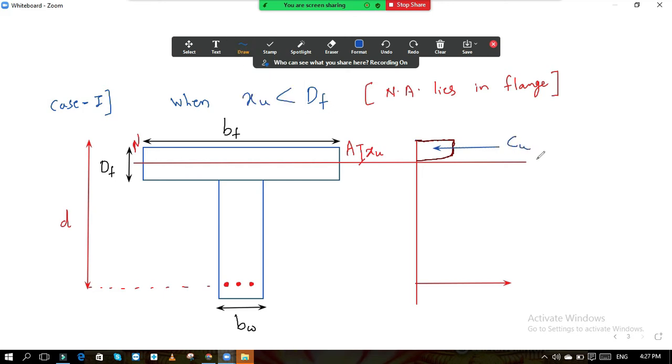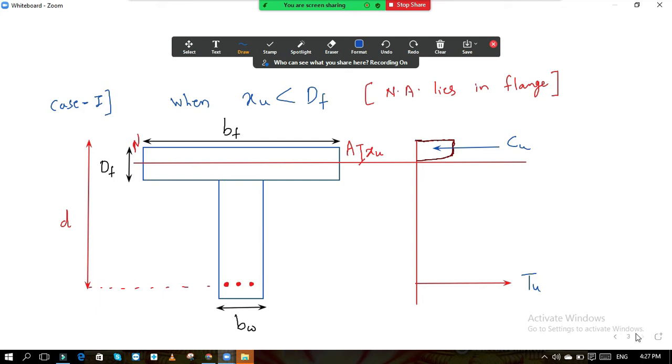This is your CU and this is T. When your depth of neutral axis is less than the depth of the flange, it means that your neutral axis lies in the flange. If it lies in the flange, its moment capacity is calculated by treating it as a singly reinforced section.